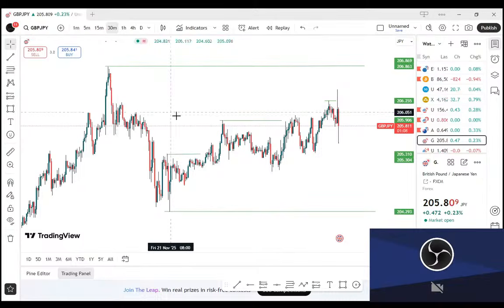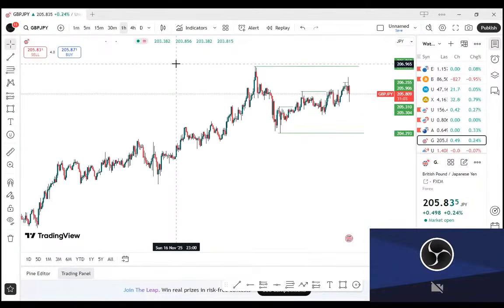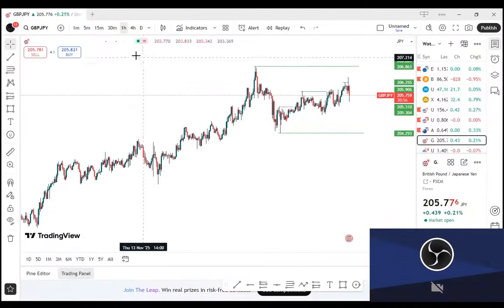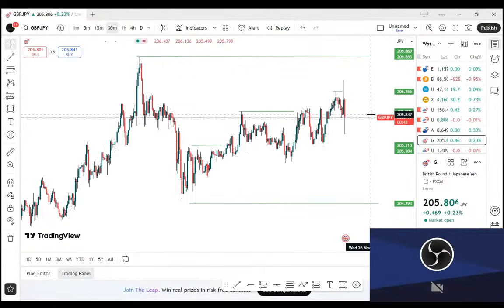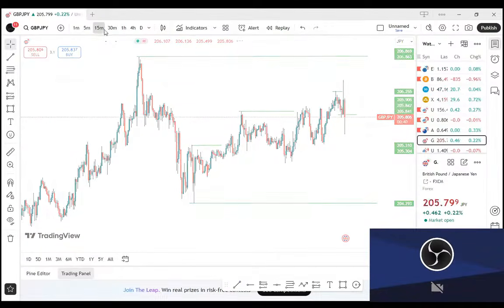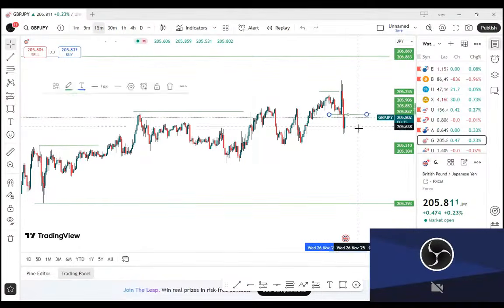Let's drop to the 4 hours time frame, the 1 hour time frame. The 1 hour time frame is giving us a bearish move. The 30 minutes time frame is trying to break our structures here. And we'll drop lower to the 15 minutes time frame. We're having the 15 minutes time frame at this zone.